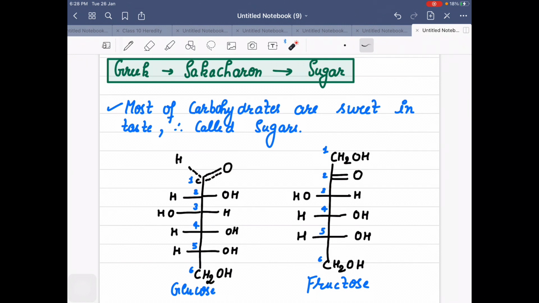Then there is the orientation. Here at the third carbon, the H and OH are reversed. Look at the third carbon: in glucose there is OH, H, but in fructose it is H, OH.